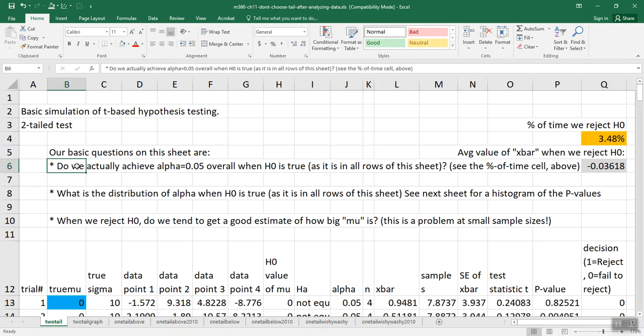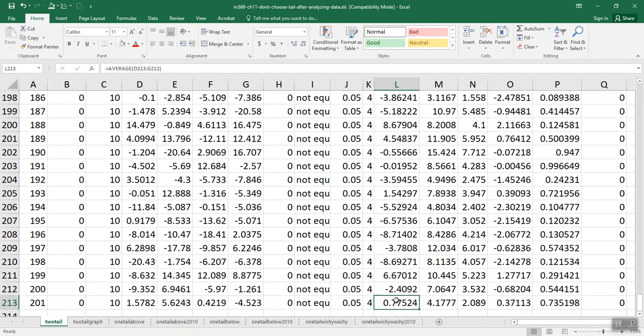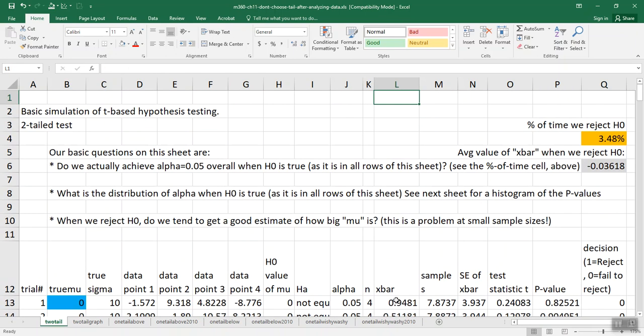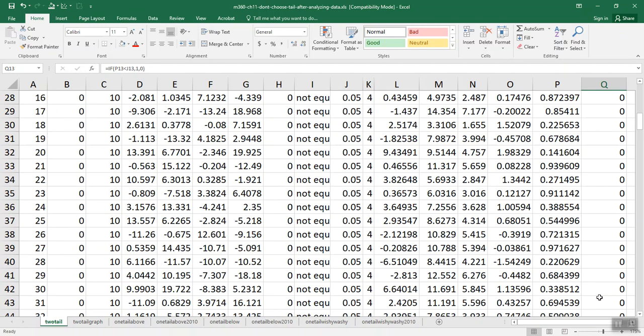So our first question, do we actually achieve an overall alpha of 0.05 when the null is true? Well, here the true population mean is 0, although that's not true for any one particular sample. How many samples do we have here? 200 samples, each of size 4. So the true population mean is 0 and my null value is 0, so the null hypothesis is true. And we want to know what percent of the time do we reject the null.